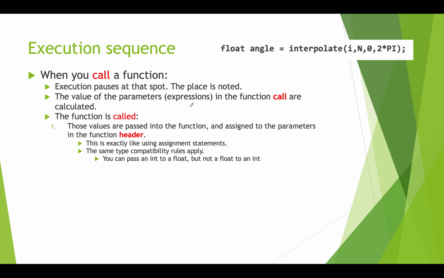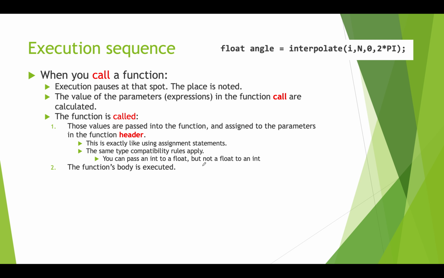And so what you have to be careful of is that the type compatibility rules apply. I is an integer, it can be passed into a float. N is an integer, it can be passed into a float. 0 is an int, it can be passed into a float. And 2 pi is going to be a float, and it can be passed into a float. So you can pass ints into floats, but of course you cannot pass a float into an int without doing an explicit cast.